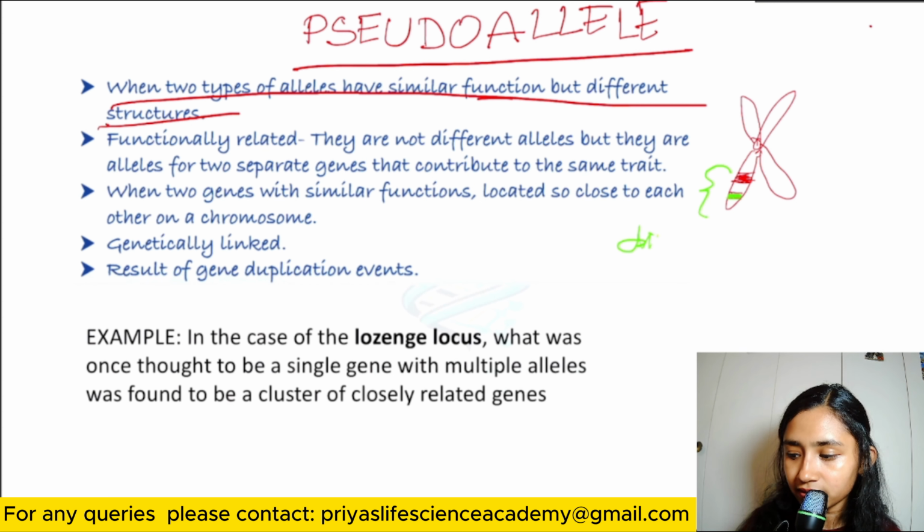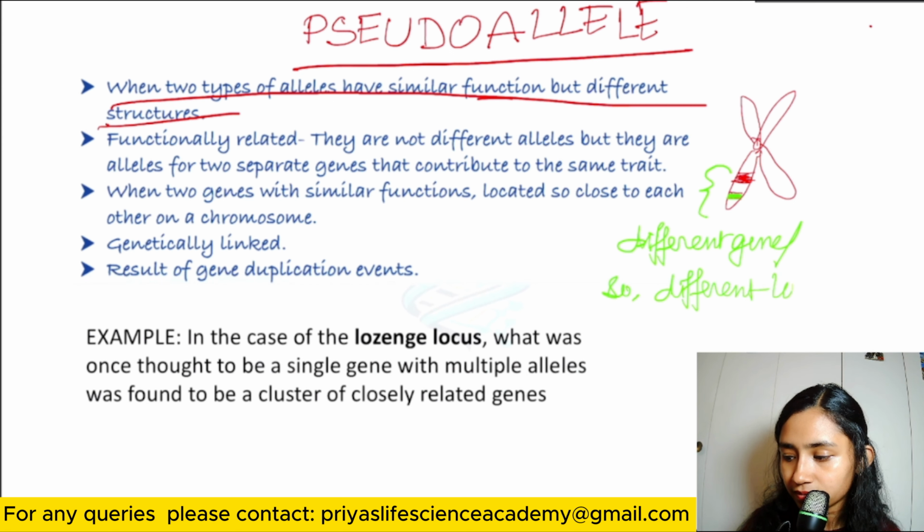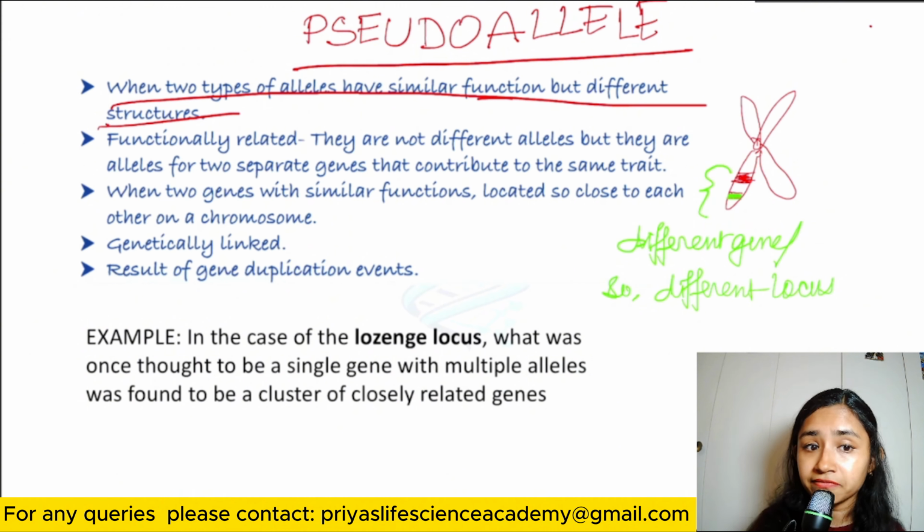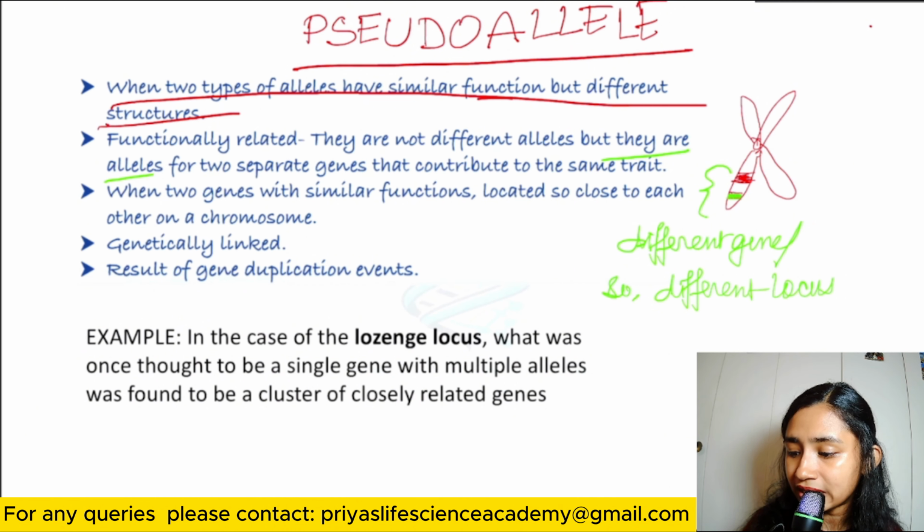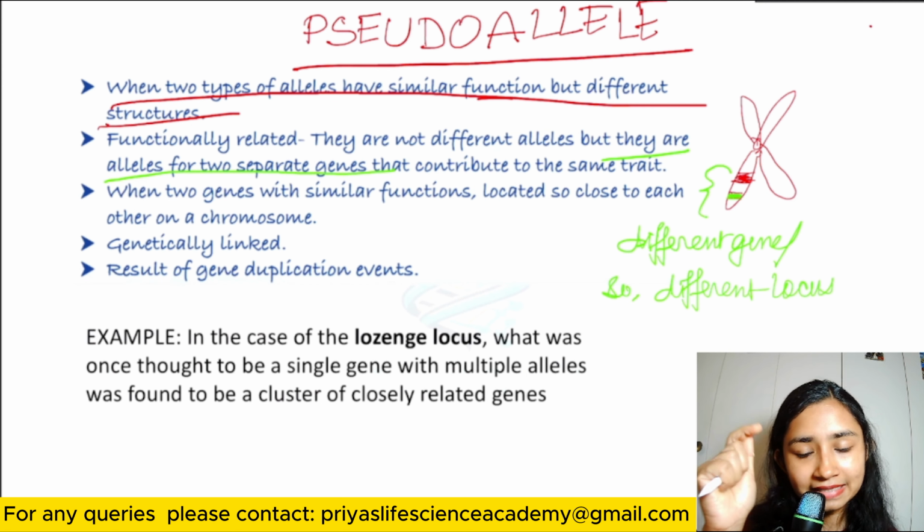You can see here, different genes, different locus, but they function alike. Their functions are similar. They are functionally related. Okay, but they are alleles for two separate genes that contribute to the same trait. They are functionally related and they contribute to the same trait, but they are alleles of two separate genes. Okay, that is the difference.